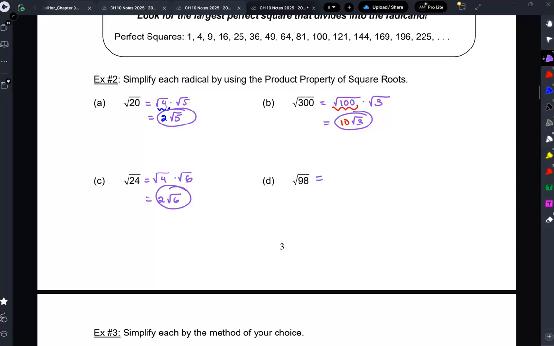So what about 40? What about 98? 49 times 2, right? So which one of these, right? It's the 49 times the 2. So this is 7 root 2. Okay.